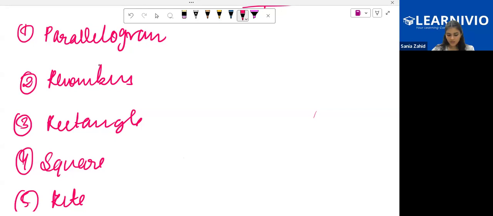Fine. So this was all about the chapter quadrilaterals. We'll just discuss a few more questions and then we'll move ahead.